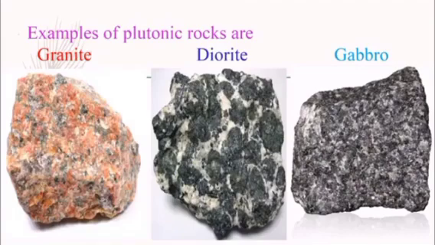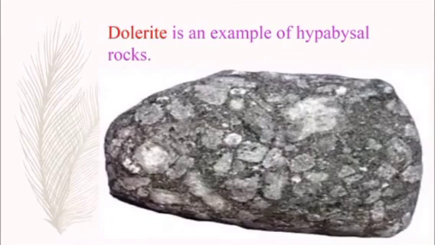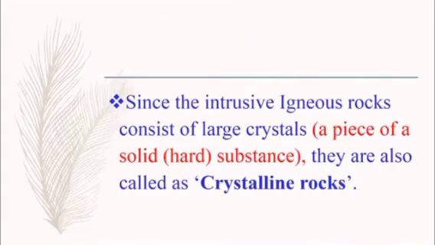Examples of plutonic rocks are granite, diorite and gabbro. Here we can see the picture of granite, diorite and gabbro. Dolerite is an example of hypabyssal rocks. Here we can see the picture of dolerite. Since the intrusive igneous rocks consist of large crystals, crystals means a piece of a solid substance. Solid means hard substance. They are also called crystalline rocks.